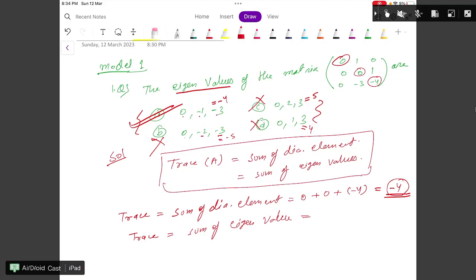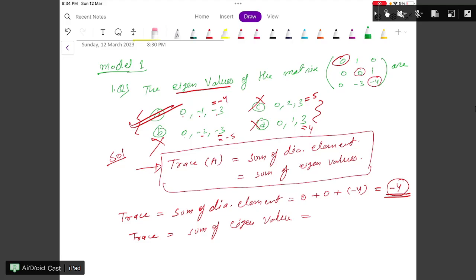So how did I solve this problem? We know the trace of a given matrix is equal to the sum of the diagonal elements, and that is equal to the sum of the eigenvalues. I used this property here. This is how I solved problem model 1.